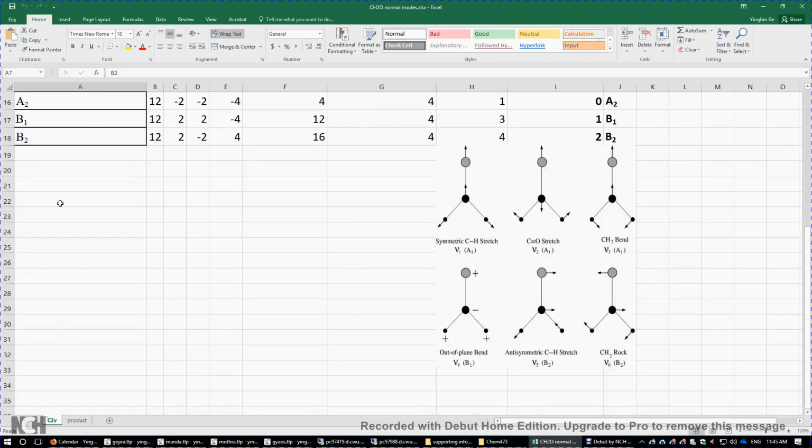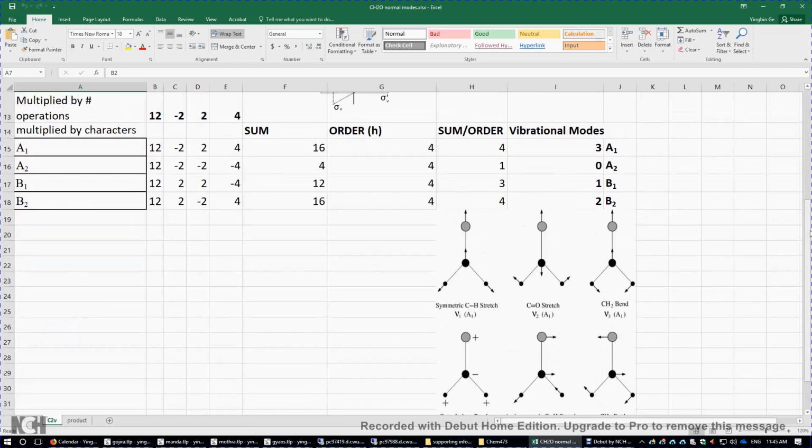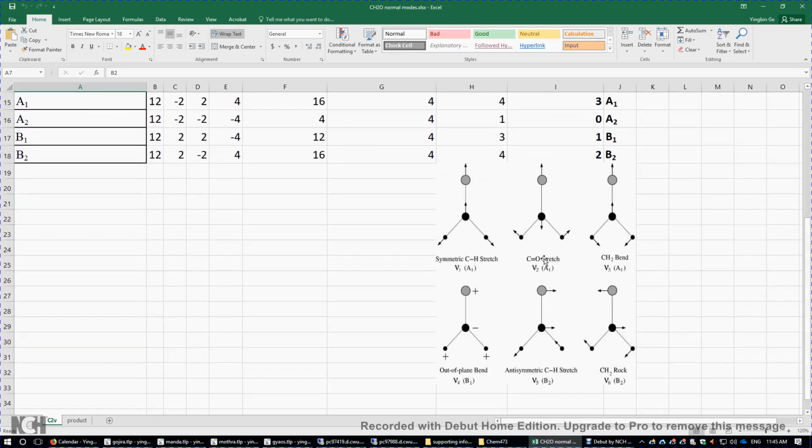So if we look at the 6 symmetry, 6 irreducible representations of the vibration modes, actually all of these 6 are both IR active and Raman active.